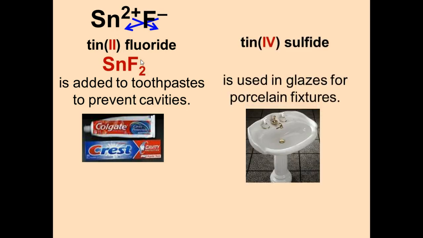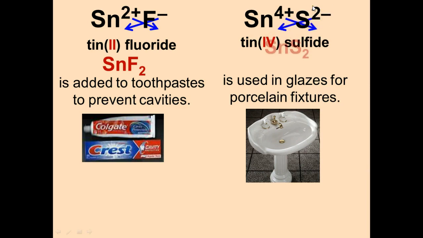We have tin sulfide, which is used for glazing for porcelain, like your toilet and stuff. And so first we write the symbols, and then we write the charges on top, and then we cross the charges like always. And just to remind you again, the Roman numeral tells you the charge, and sulfur is just an element, so you can look on the periodic table and figure it out. Sulfur has 6 electrons and needs 2, so that's how you get the 2 negative.